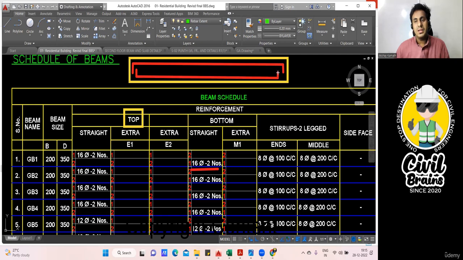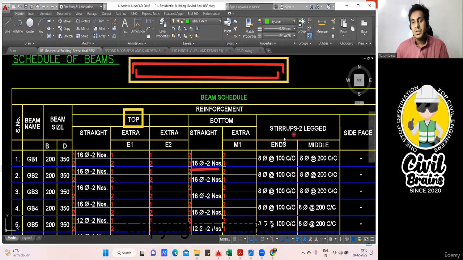Good. Then after that, is there any top left extra? No, we don't have any top left extra here. Is there any top right extra? We don't have any top right extra here. I told you that won't come in every beam. If your beam has less load, in that case top left extra and top right extra won't come. Only bottom and top will come.